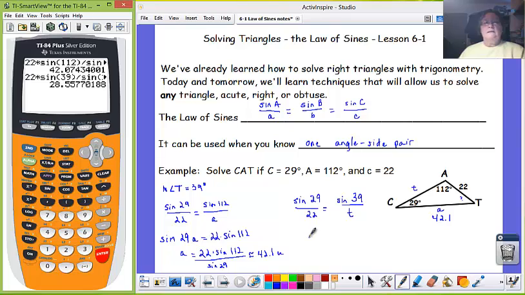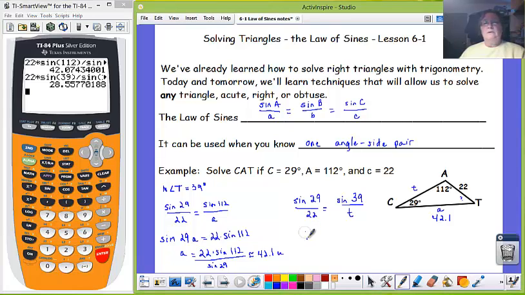Okay, I did the arithmetic here. I cross multiplied in the proportion, multiplied these two, and then divided by the sine of 29, and you can see that that's up here on my calculator. I ended up with about 28.6 units, which again is reasonable since this side A has to be the largest. Alright, so the law of sines, very easy to use.